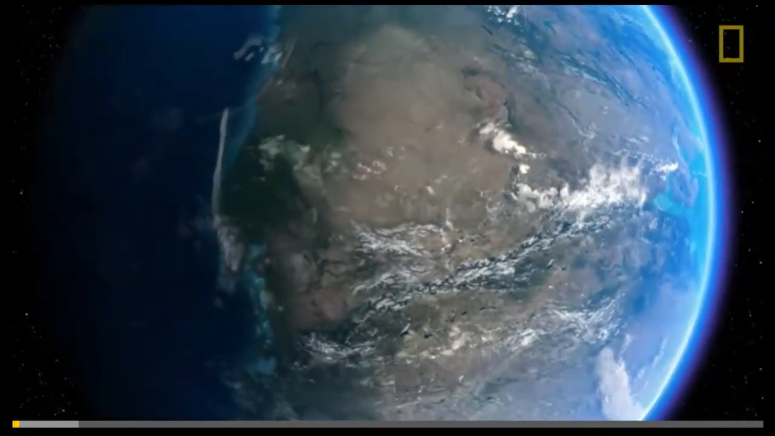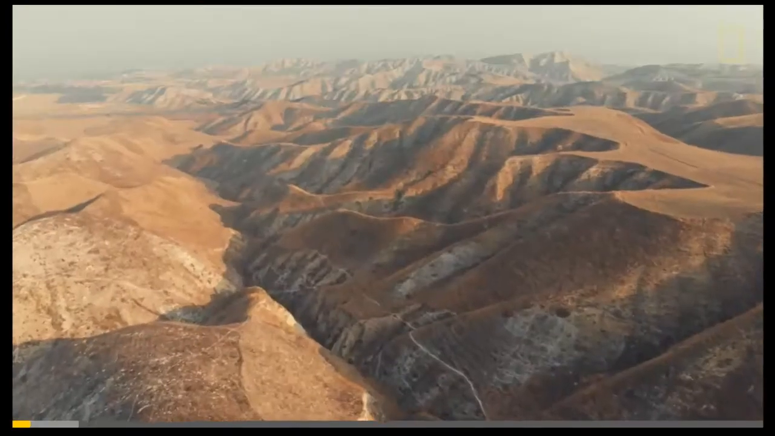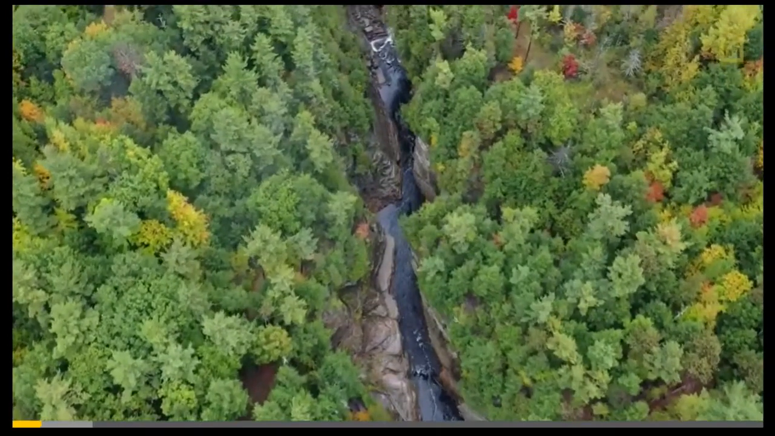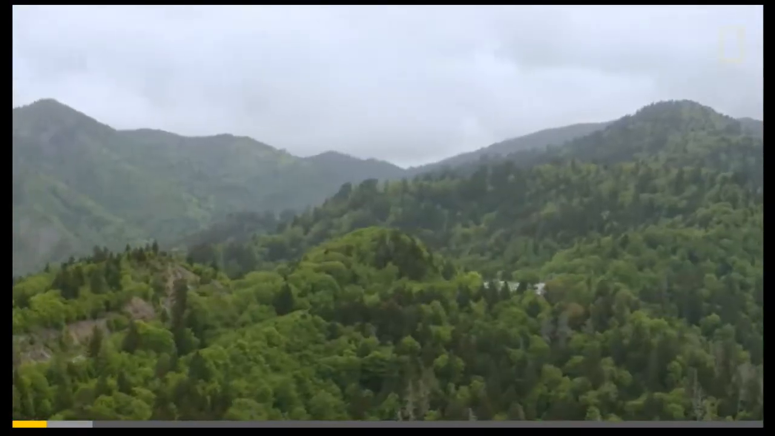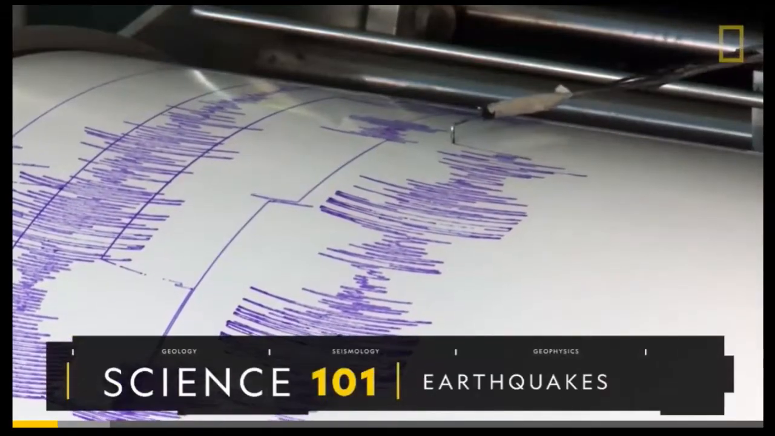From above, the planet appears eerily still. But every mountain range and every chasm on its face is a scar, with many telling a story of when the Earth rumbled to life.